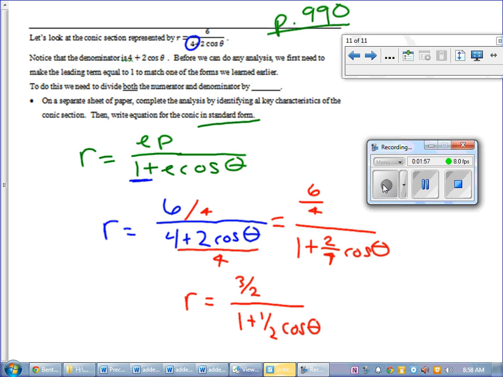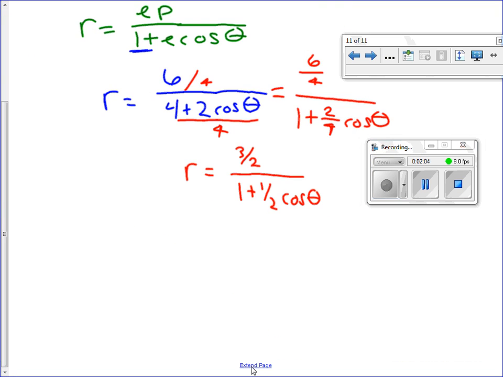So now that that's simplified, we can see the eccentricity. The eccentricity is the value in front of cosine. So the eccentricity here is 1/2. And that tells me that I'm dealing with an ellipse because that's a value less than 1. So I have an ellipse. I can tell that it's horizontal because it's cosine. And because of the plus sign, my directrix is above the pole.